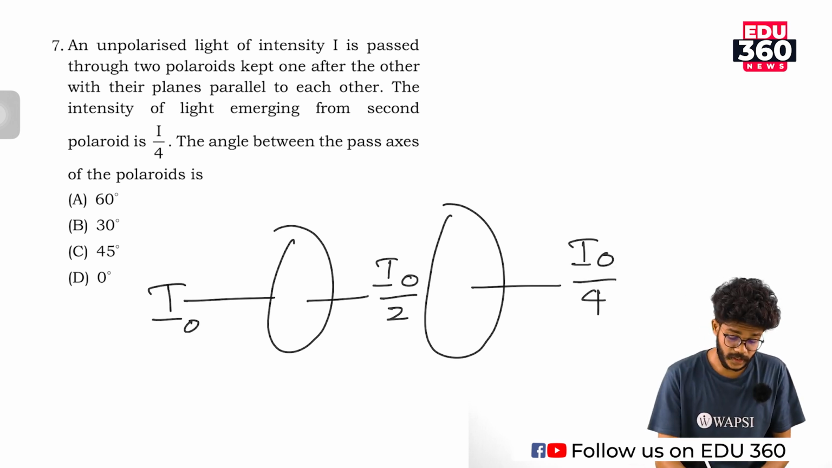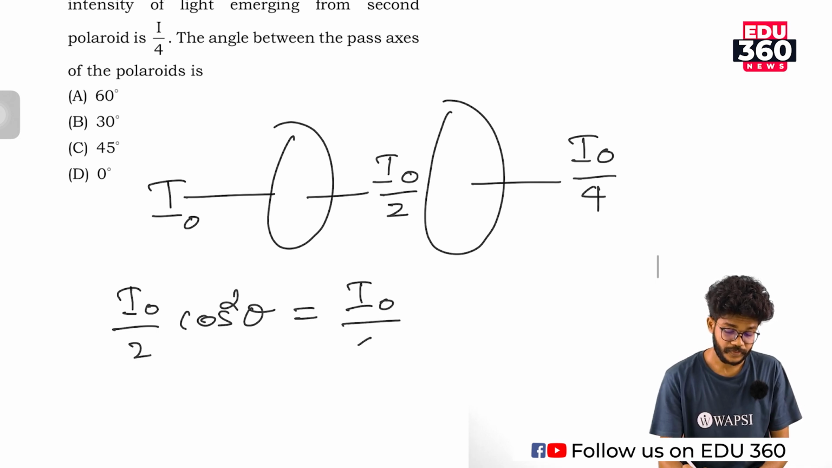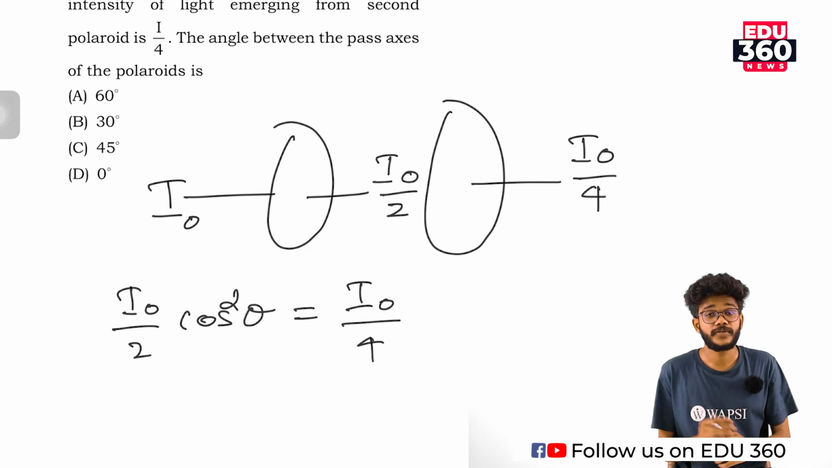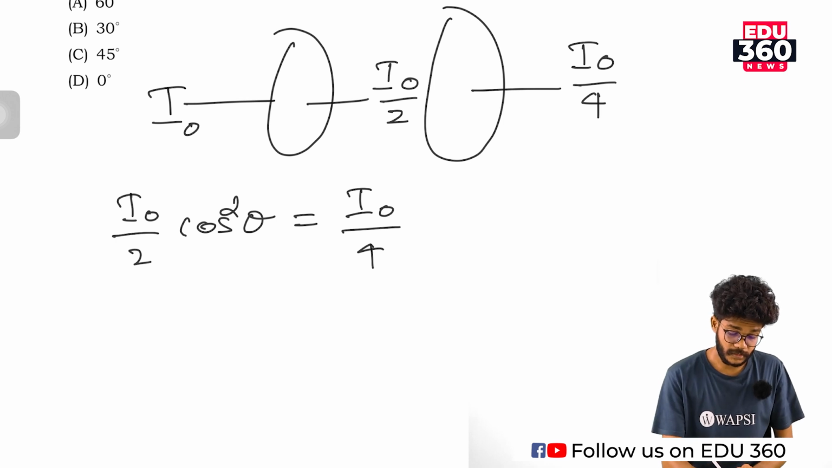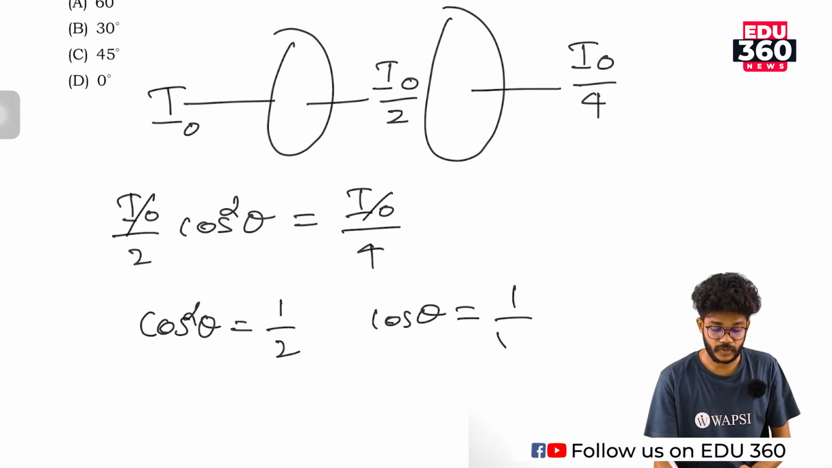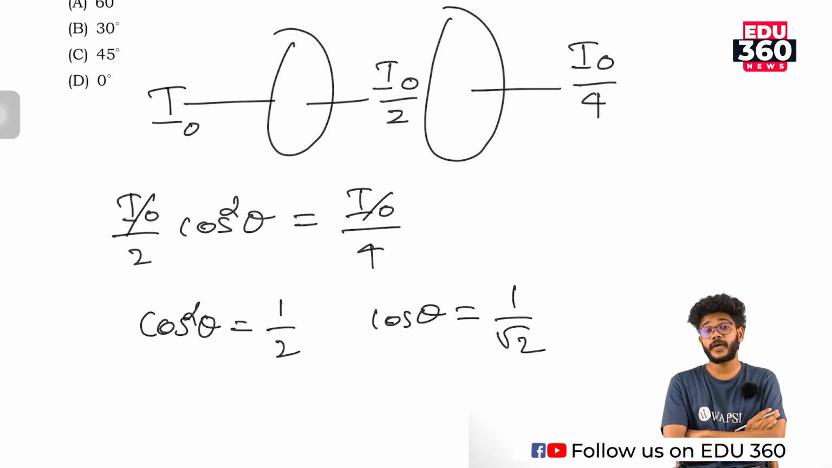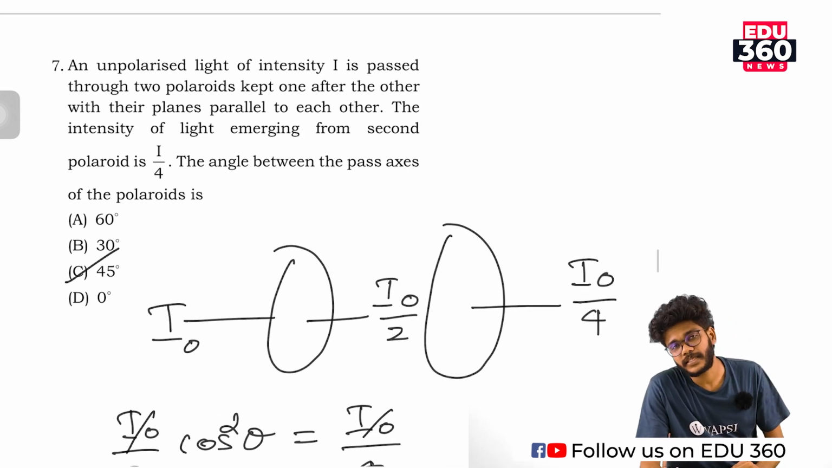So what's the equation which connects these? I0 by 2 into cos square theta gives I0 by 4. So we can cancel the I0s, and cos square theta gives 1 by 2. So cos theta gives 1 by root 2. So theta is equal to cos inverse 1 by root 2. What's the angle? 45 degrees, because cos 45 gives 1 by root 2. So option C is the correct answer.